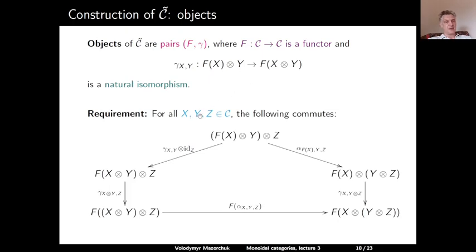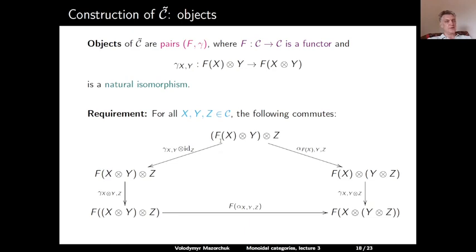For all x, y, and z in C, the following pentagon diagram should commute. So we can start from f of x, tensored with y, and then tensored with z. We apply the associator to get to f of x tensored with y tensor z. And now we can apply gamma and end up at the object f applied to x tensored with y tensor z.